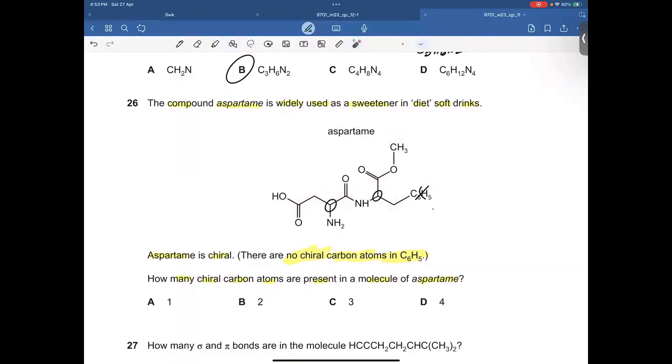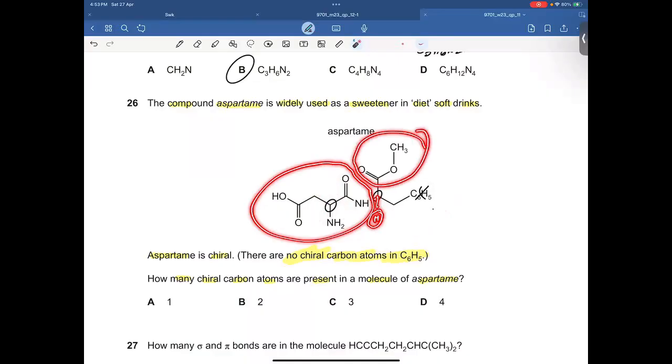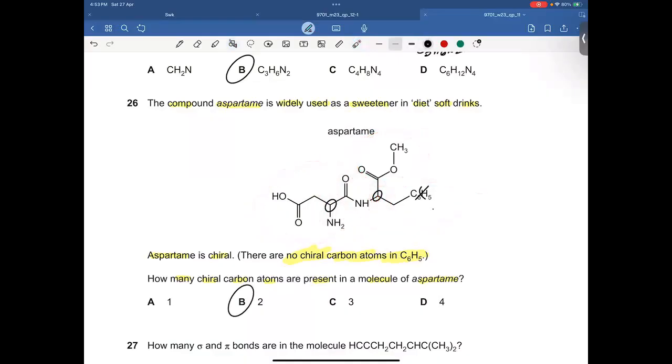How come? Let me give you an example. This is the first group. This is the second group. This one is third. And this entire thing is the fourth group. Similarly, this one is first. This one is second. This one is third. And this entire thing is the fourth group. So we have only 2 chiral carbon atoms in this compound. So the answer is going to be B.